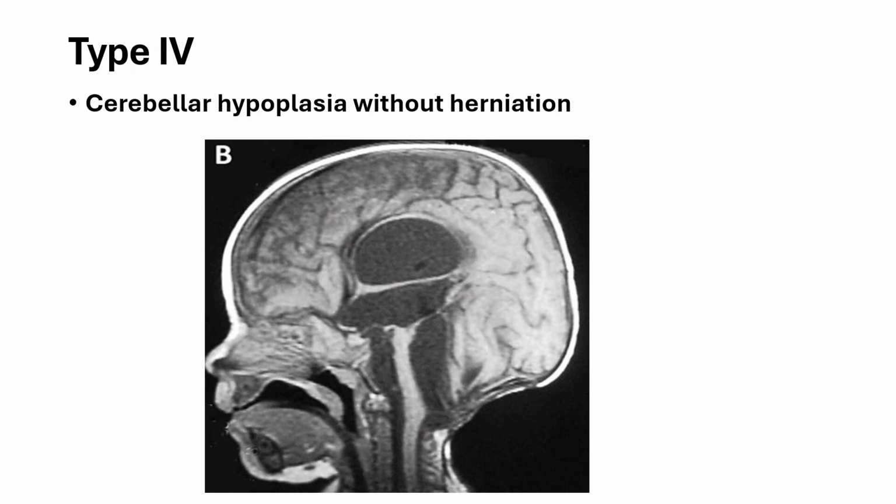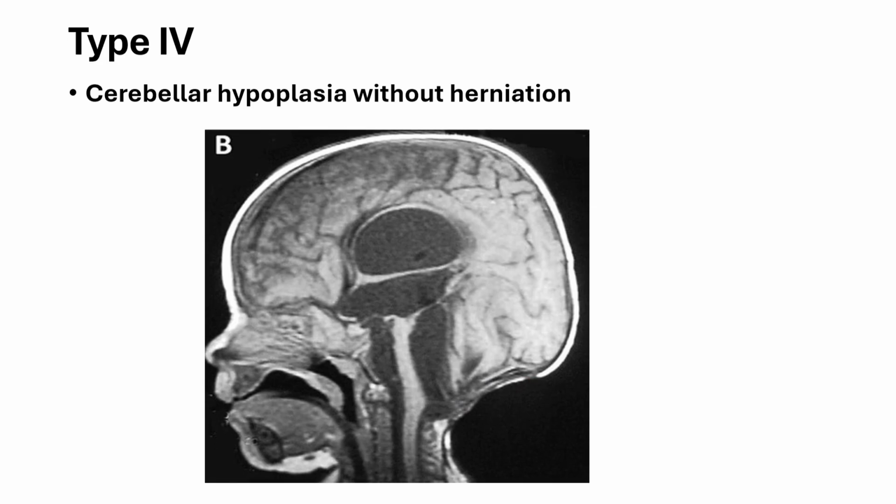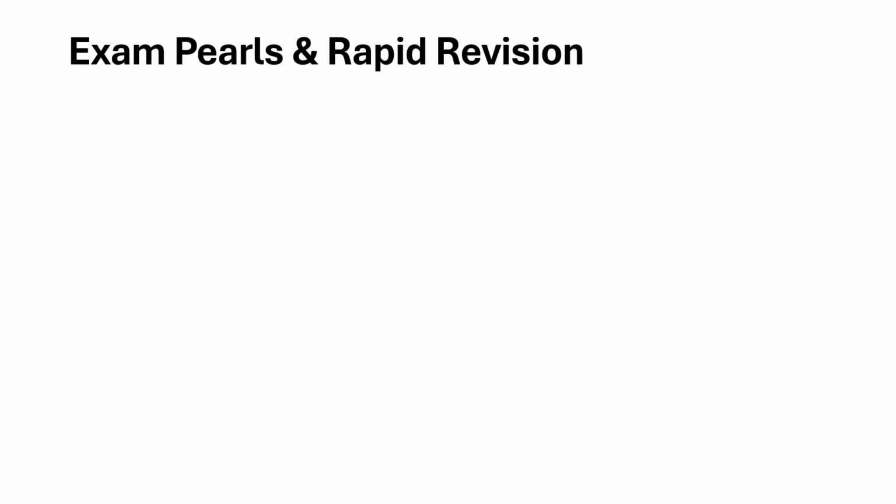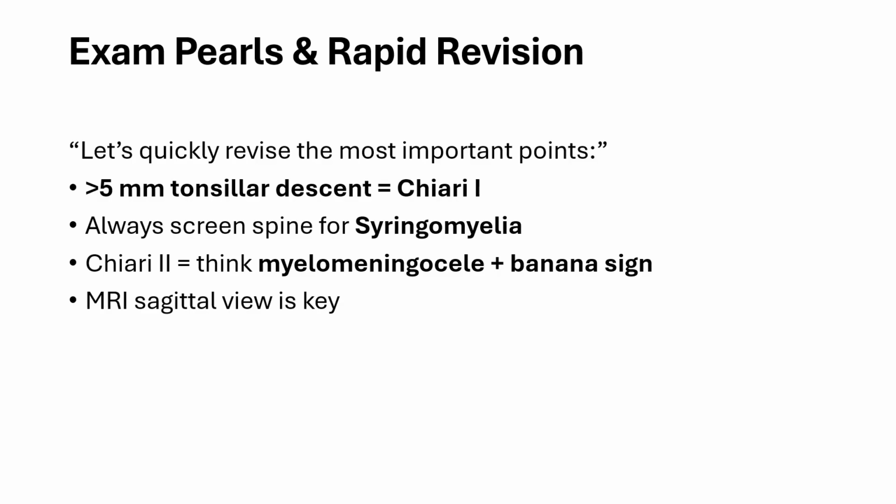In type 4 Chiari malformation, there is cerebellar hypoplasia without herniation of brain tissue into the spinal canal or forming an encephalocele. But it is an extremely rare condition. We can see in this image a hypoplasia of the cerebellum and also associated hydrocephalus and small size of the posterior fossa.